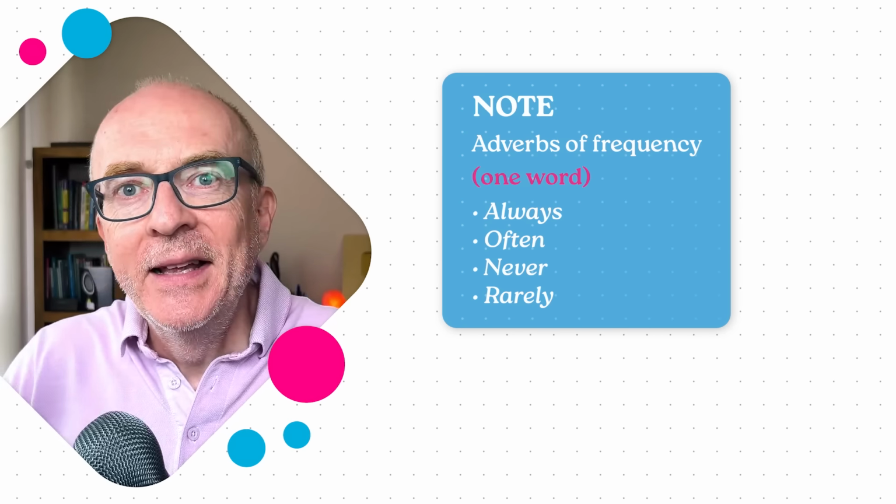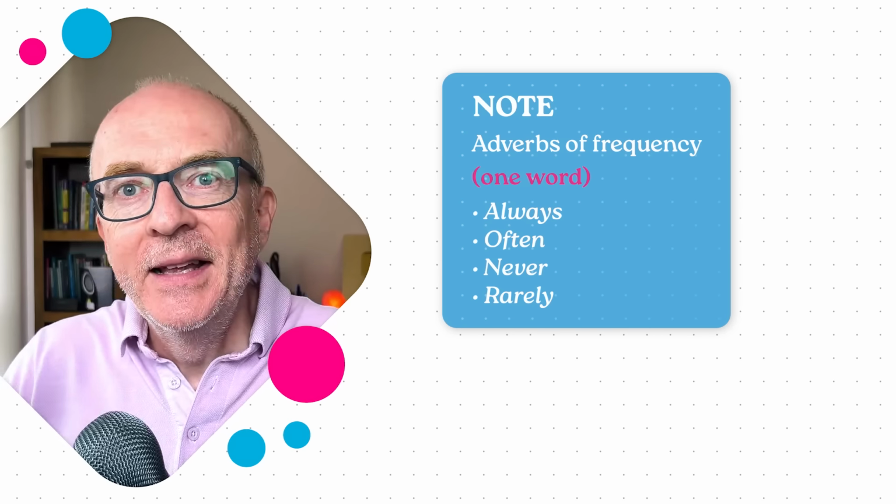If we've got the auxiliary, the word order is subject plus auxiliary plus the adverb of frequency plus the verb. For example, he has never played the guitar. Him over there, he has never played the guitar. My uncle, Michael, he has never played the guitar. Okay?